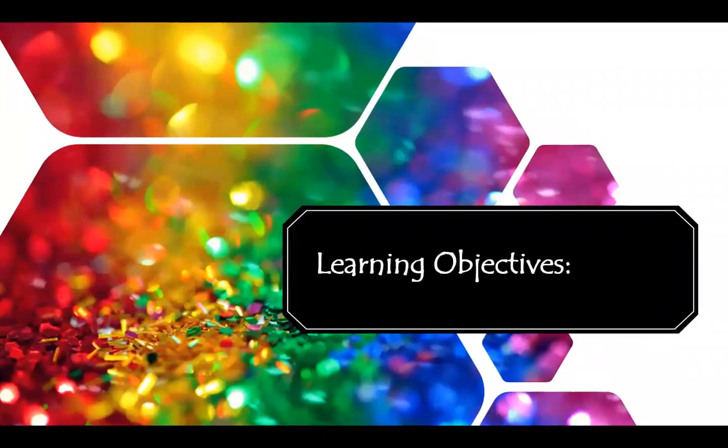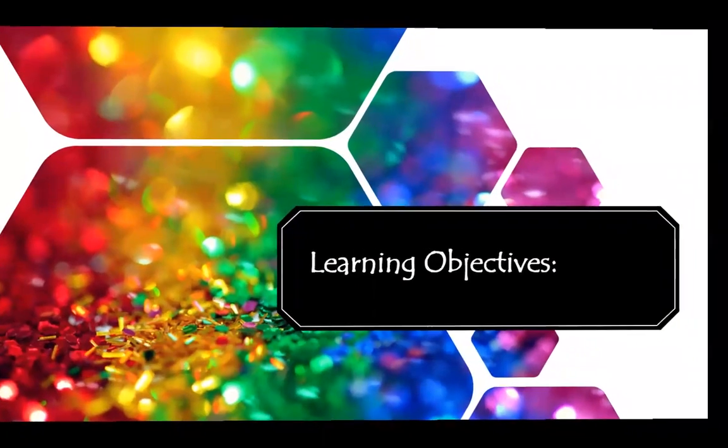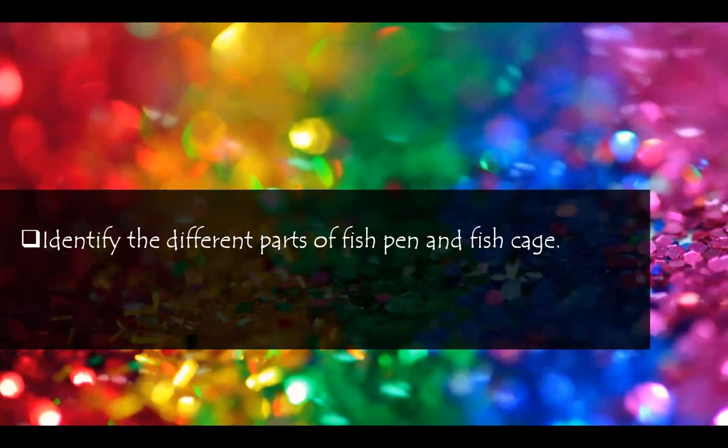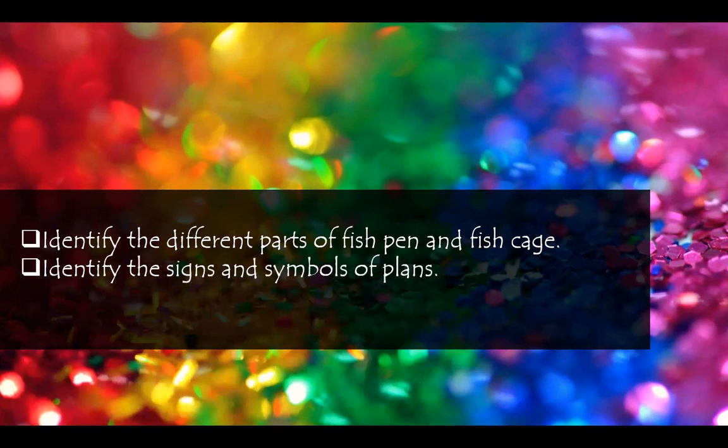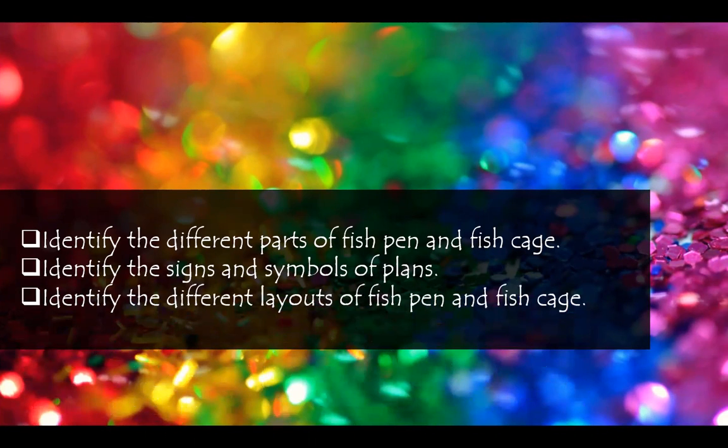For the learning objectives of this topic, after the discussion, you can identify the different parts of a fish pen and fish cage. You can also identify the signs and symbols of plants. And of course, identify the different layouts of fish pen and fish cage.